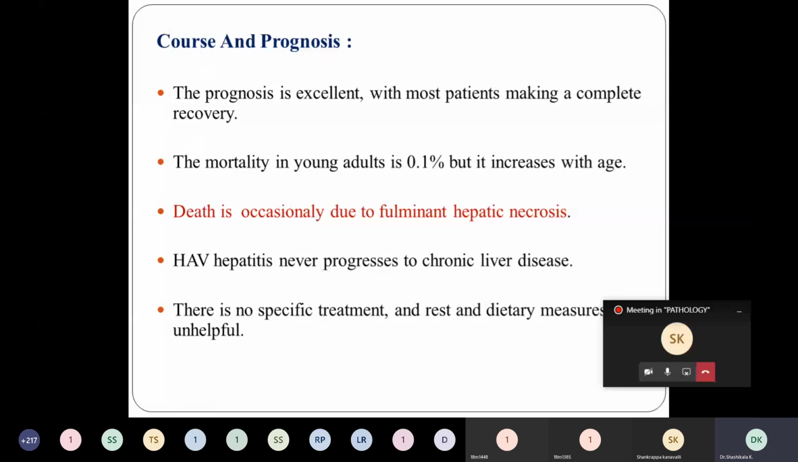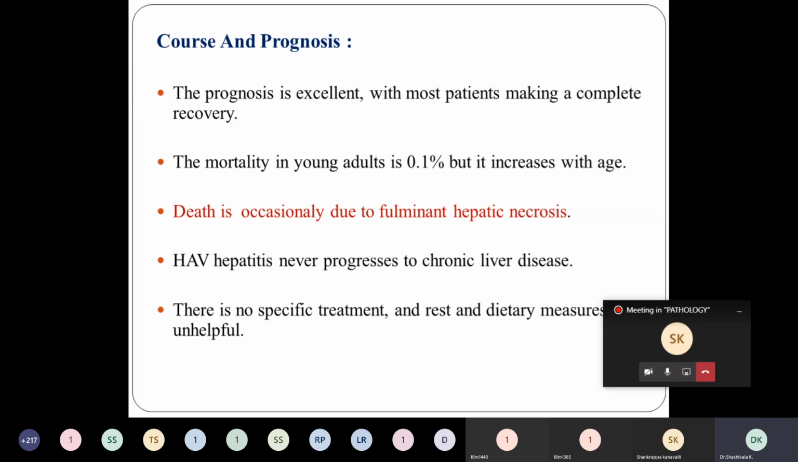So the course and prognosis of this disease: the prognosis is excellent, with most patients having complete recovery. The mortality in young adults is 0.1%, but it increases with age, and death is occasionally due to fulminant hepatic necrosis. This never progresses to chronic liver disease, and there is no specific treatment, and rest and dietary measures are unhelpful.